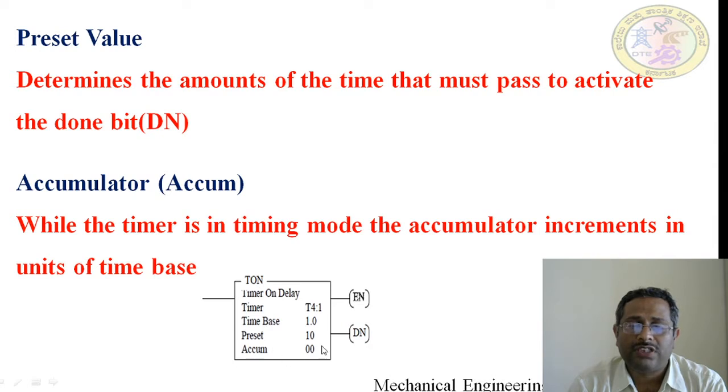It starts with 0, which means the accumulator increments in units of the time base while the timer is in timing mode. When the timer is in true mode or timing mode, the accumulator increments in units of time base. Here the unit of time base is seconds, so it will count 1, 2, 3 like that up to 10 seconds. Once it reaches the preset value, it will enable the done bit.